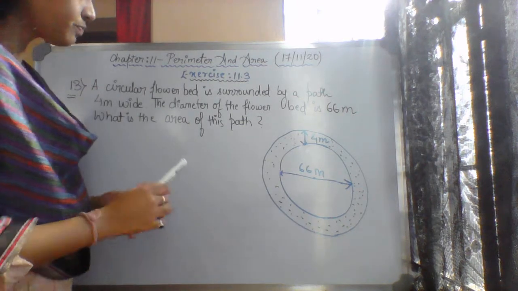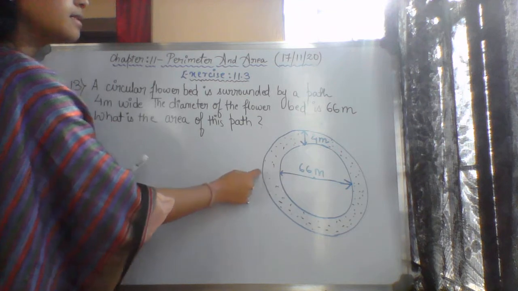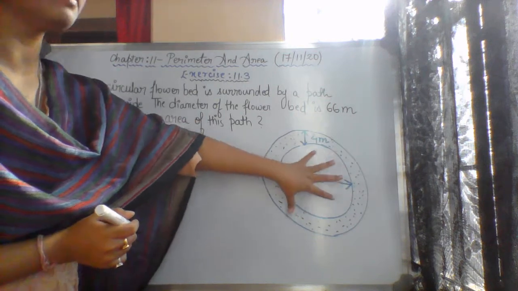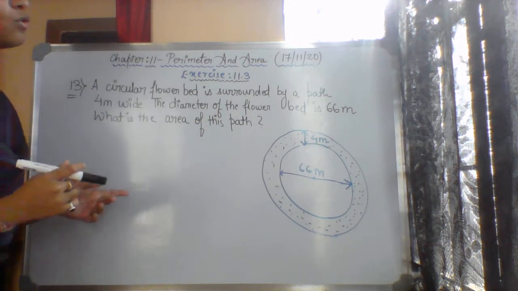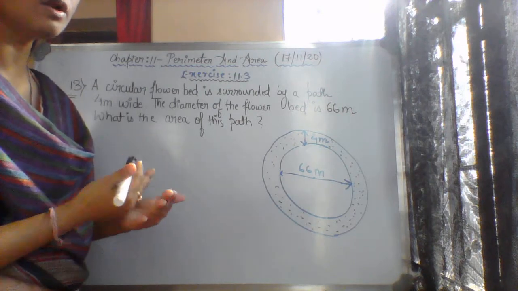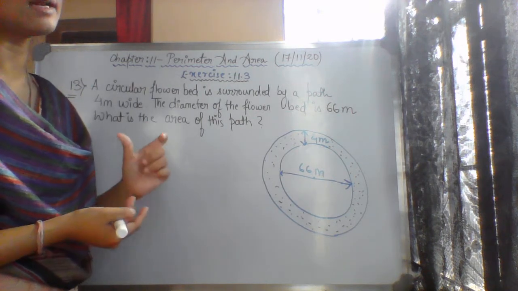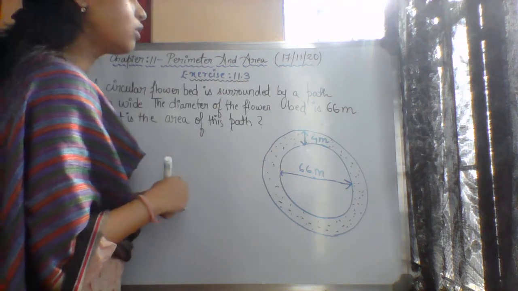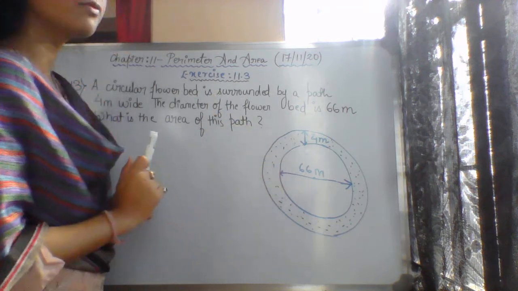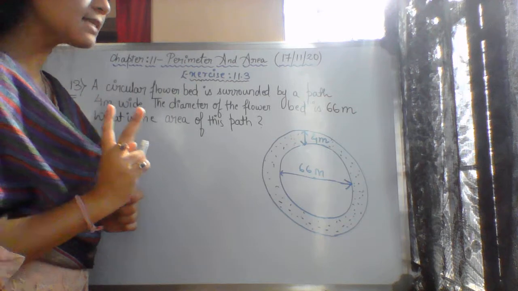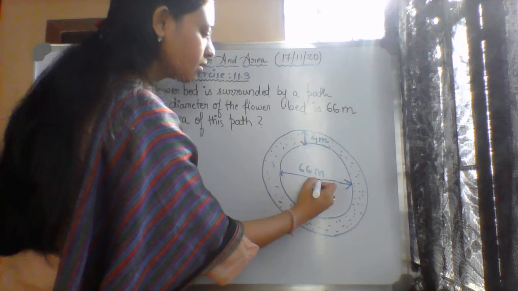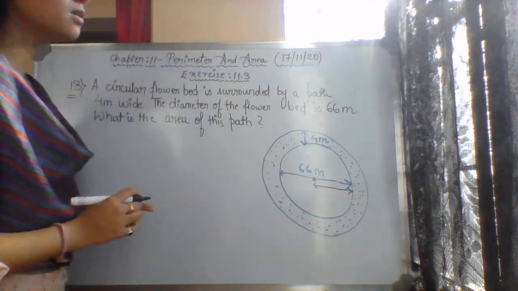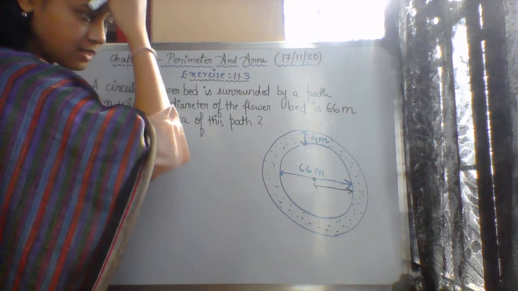Now both of these are in circular shape. This flower bed, and the flower bed along with the path, both are in circular shape. So to find out the area in our formula, we always need to know the radius. Unless we know the radius, we cannot find out the area. So first of all, how many circles can we see here? 2 circles. So what is the radius of the flower bed?